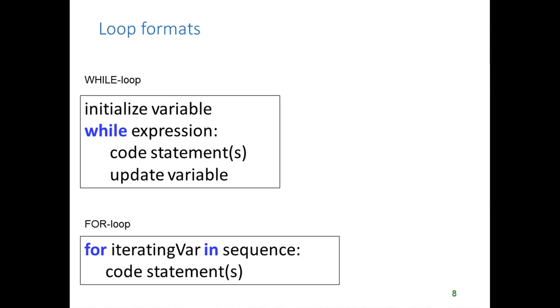Just a comparison between while loops and for loops. In while loops, you have to initialize that variable. You have the keyword while and an expression, your code statements, and you update the variable. In for loops, you have an iterating variable, the one that gets updated, and then you have a sequence after the in keyword. So the sequence can be a list or a string or tuple, and then you have code inside of here. Generally speaking, you want to use that iterating variable inside your loop. That's why you're doing it. If you're not using that iterating variable, probably you're doing something wrong.